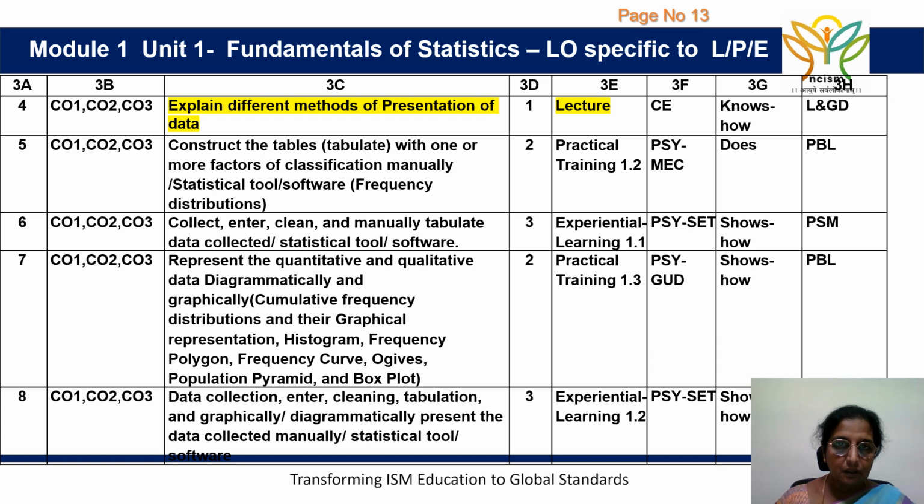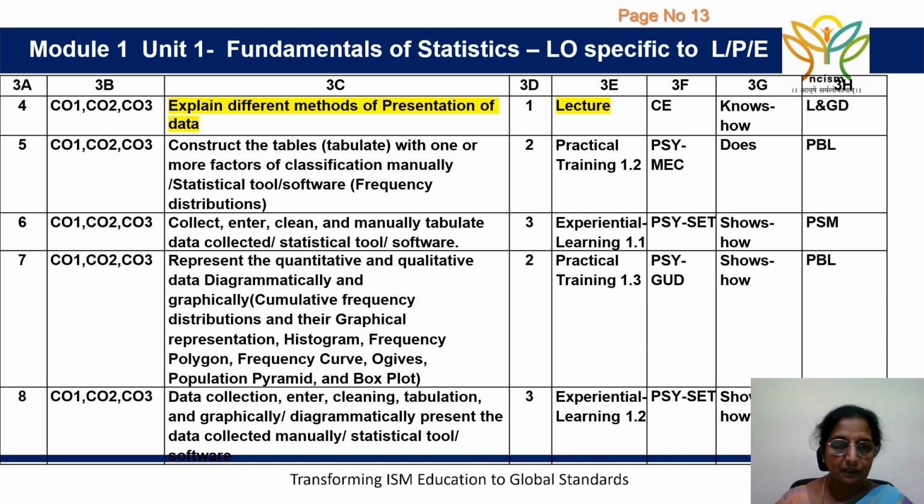Coming to the learning objectives specific to lecture, practical training or experiential learning. This is a view of page number 13. Here the first row specifies the serial number as 4. Course learning objectives are 1, 2 and 3. At the end of the session, the student must be able to explain different methods of presentation of data, which consists of one notional learning hour. Then it would be a lecture class, and the domain activity would be cognitive evaluation. The level of understanding of the student would be knows how, and the method suggested for this particular session is lecture and group discussion.